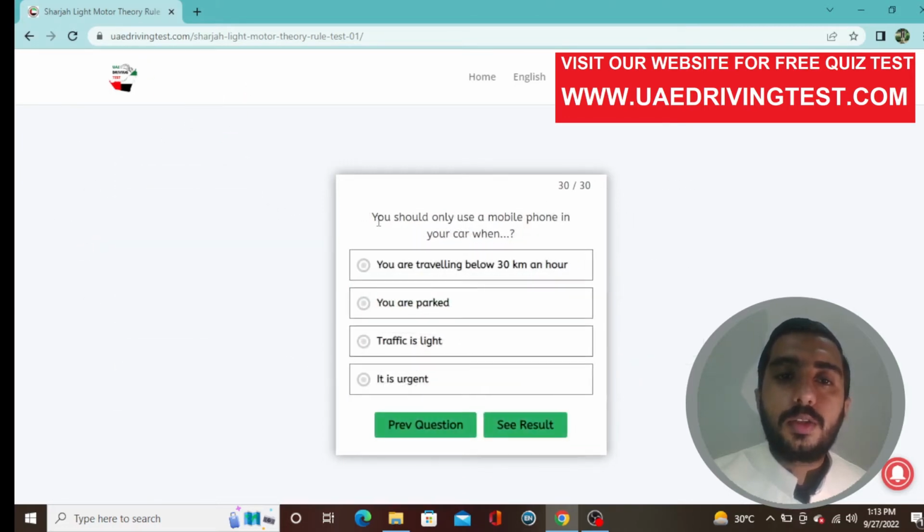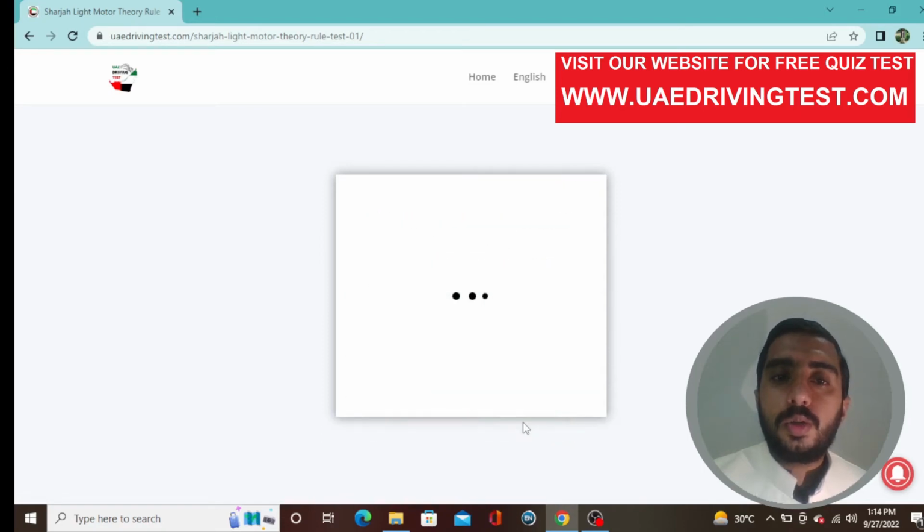Question number 30 is you should only use a mobile phone in your car when you are parked. Option B is the correct one. And at the end you can also see the result of all the questions.